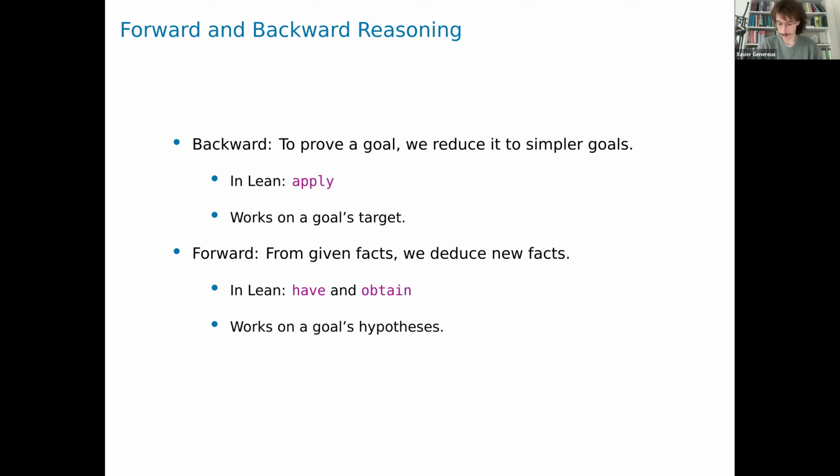And so let's build up to what is forward reasoning for Aesop. What do we mean by forward and backward reasoning? In backward reasoning, to prove a goal, we reduce it to simpler goals. In Lean, you have something like the apply tactic, which does exactly that. And here the work is really on the goal's target. On the opposite, for forward reasoning, from given facts, you deduce new facts. In Lean, that looks like have or obtain. And here the work is being done on the hypotheses.